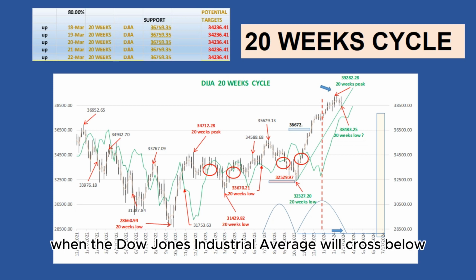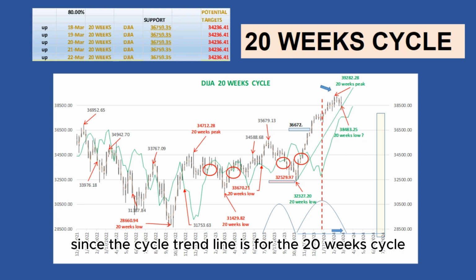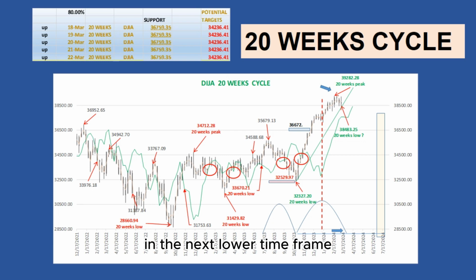When the Dow Jones Industrial Average crosses below the cycle trend line, this will confirm the peak of the next longer cycle is formed or forming. Since the cycle trend line is for the 20-week cycle, the next longer cycle will be the 40-week cycle. We will come back in more detail in the next lower time frame.